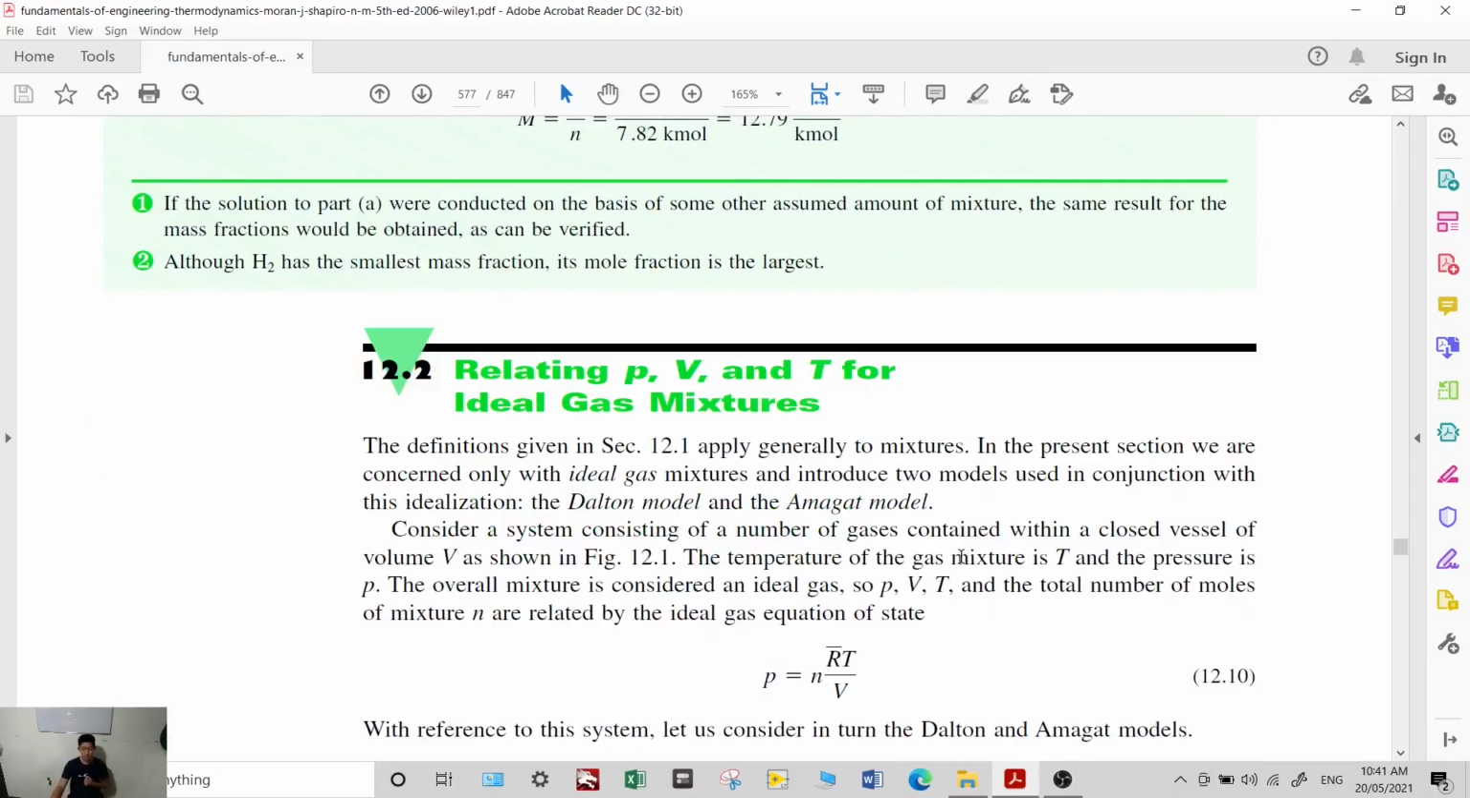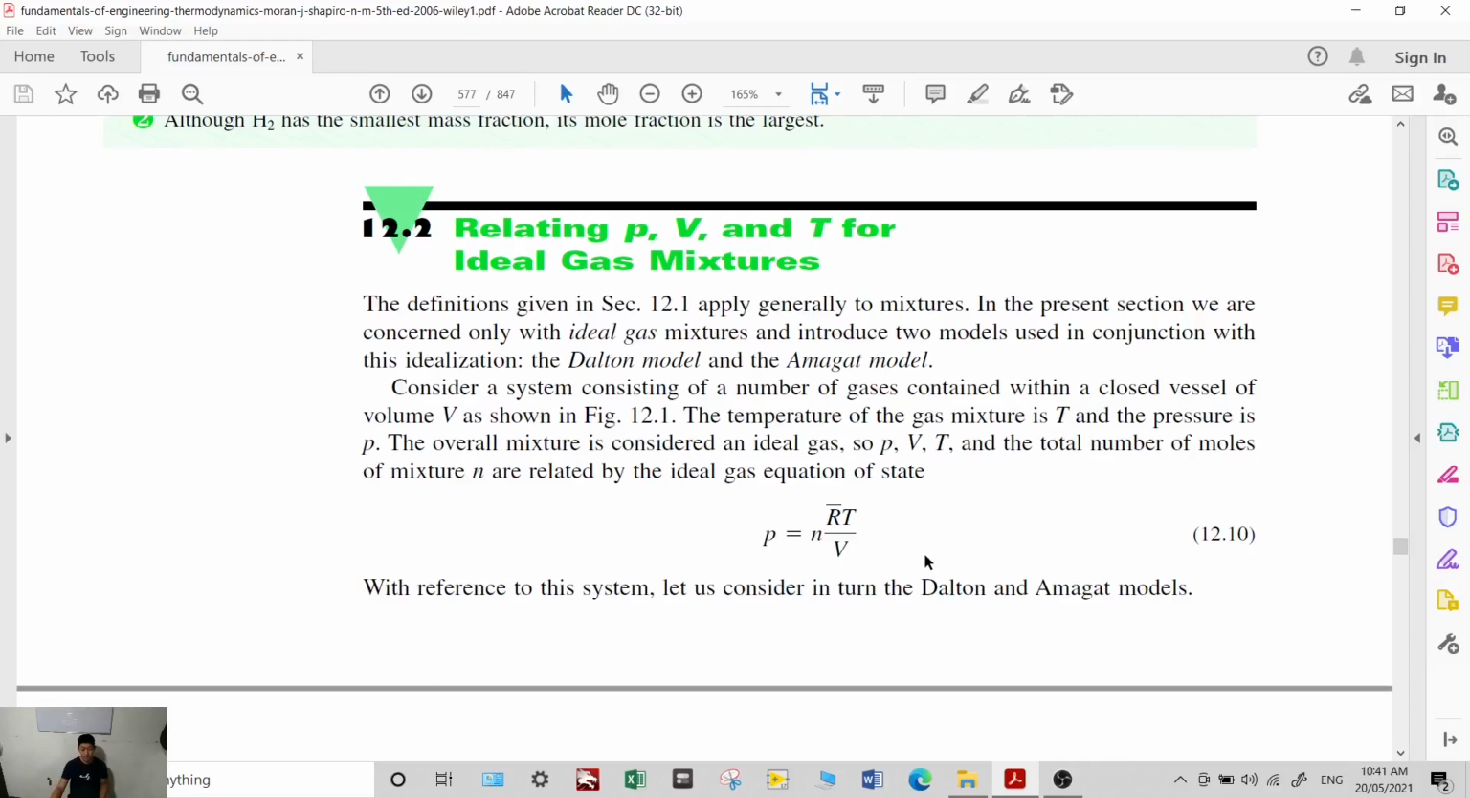Okay, let's proceed with relating pressure, volume, temperature for ideal gas mixtures. So how do we describe a mixture, no? There are two models that are used to describe a mixture. One model is the Dalton model and the other one is the Amagat model.